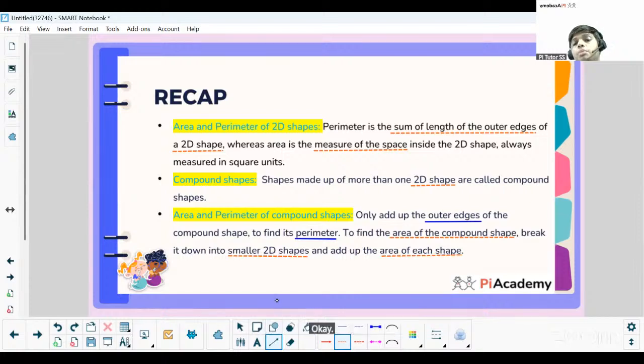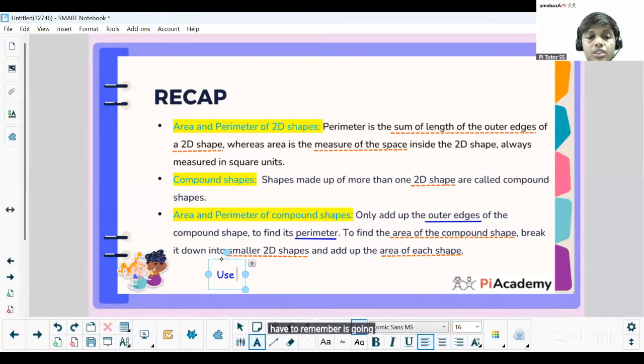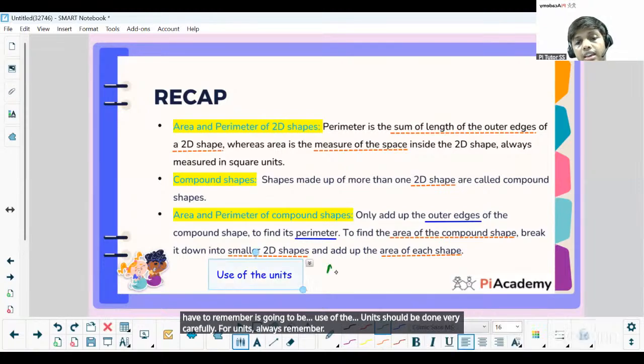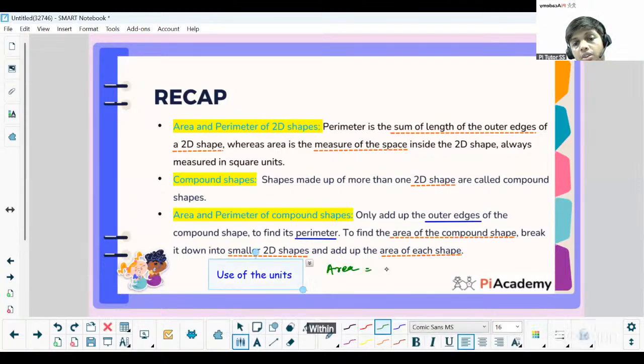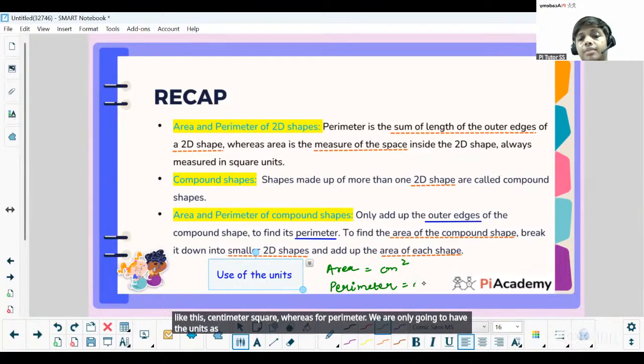Okay, this will help you in recalling whatever we have learned for the day. And one more thing that you have to remember is that the use of units should be done very carefully. For units, always remember within area, you are going to write it down like this, centimeter square. Whereas for perimeter, we are only going to have the units as centimeter here.